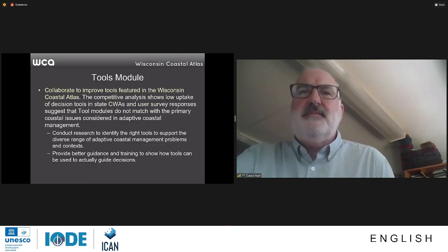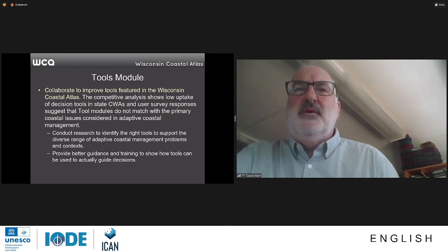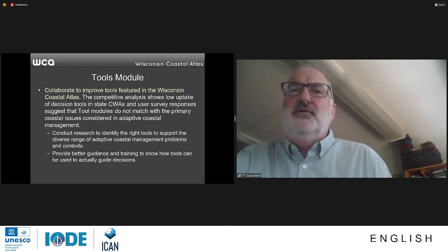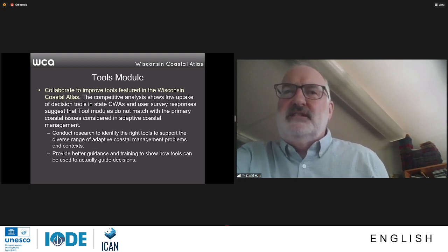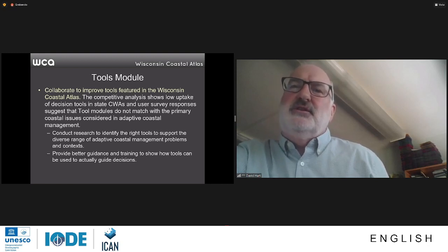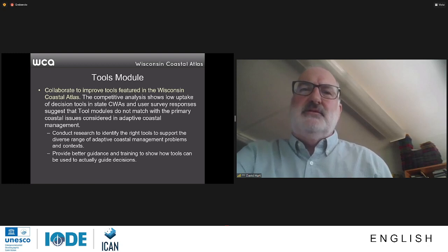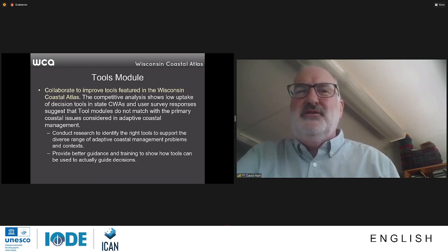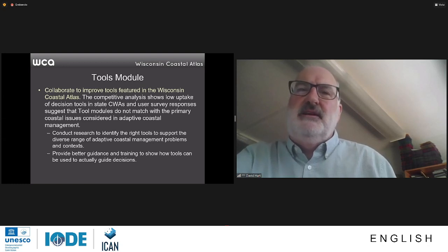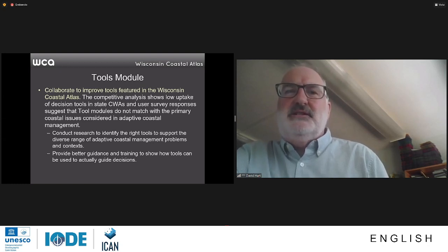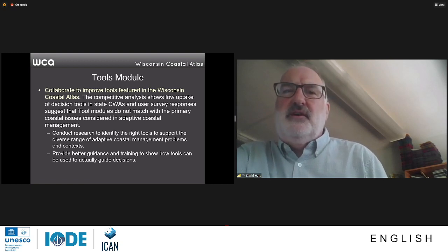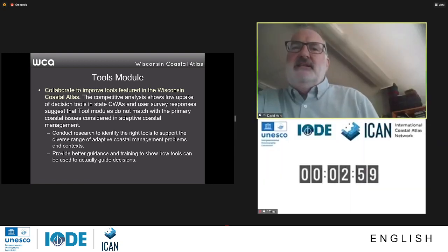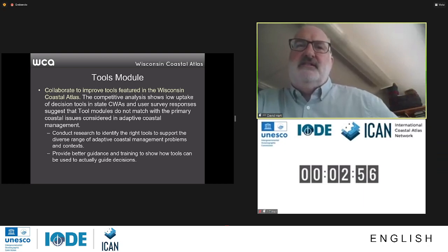Next slide, please. And on the tools module, we're also looking at collaborations to improve the tools featured in our atlas. Our competitive analysis showed low uptake of decision tools in state coastal web atlases, and the user survey responses said sometimes those tool modules don't match the primary coastal issues needed to address adaptive coastal management issues. So we feel we need to do some research to help find the proper tools and structure them the right way to support those dynamic, adaptive issues we're dealing with on the coast, and that we might be able to provide better guidance to show how those tools can actually be used in guiding decisions. Next slide.